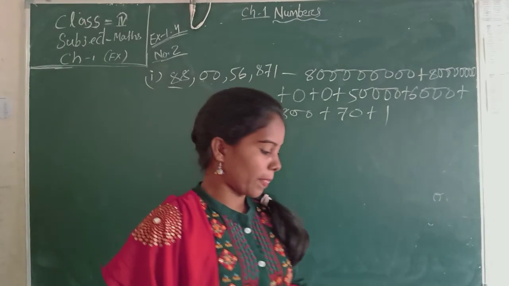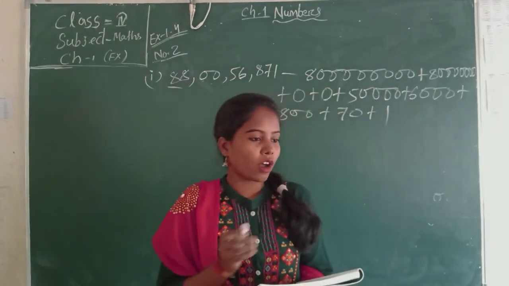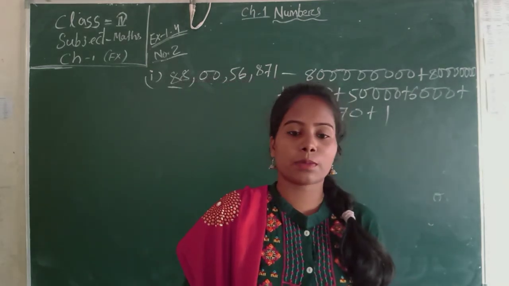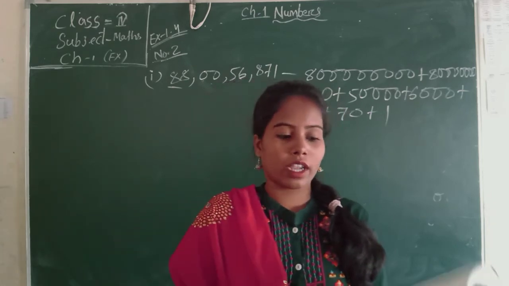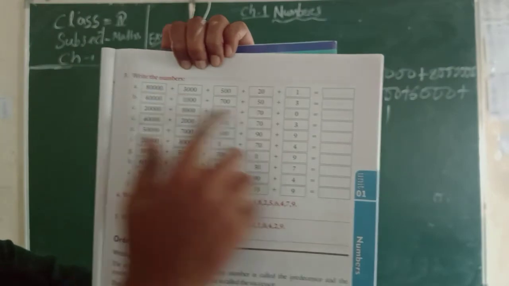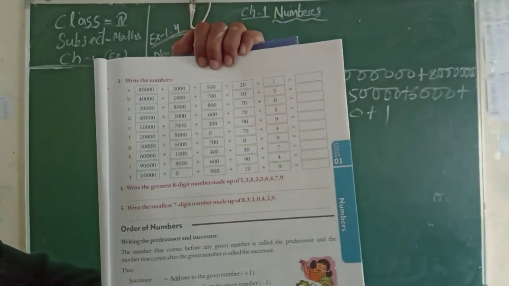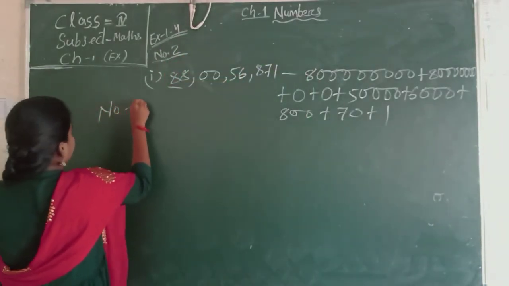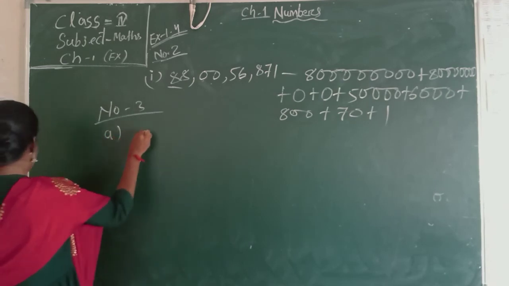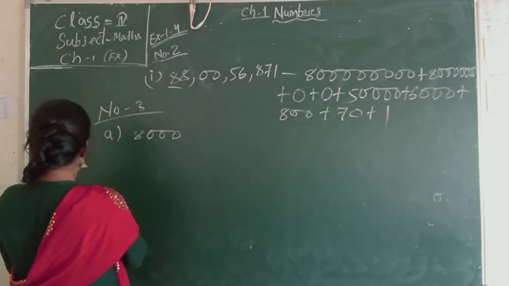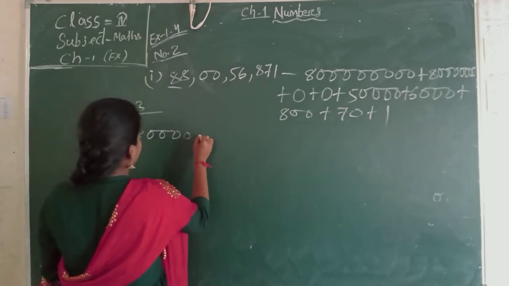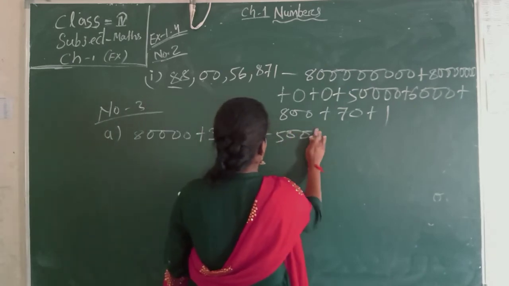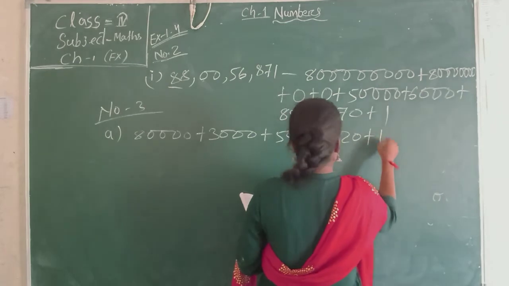Okay. Next come to number 3. Here the numbers are already given in the expanded form, and for this expanded form you have to write the numbers. Look here, these are the expanded form of a number, and for this you have to write the number. So first, let's do number 3. A number is 80,000 plus 3,000 plus 500 plus 20 plus 1.